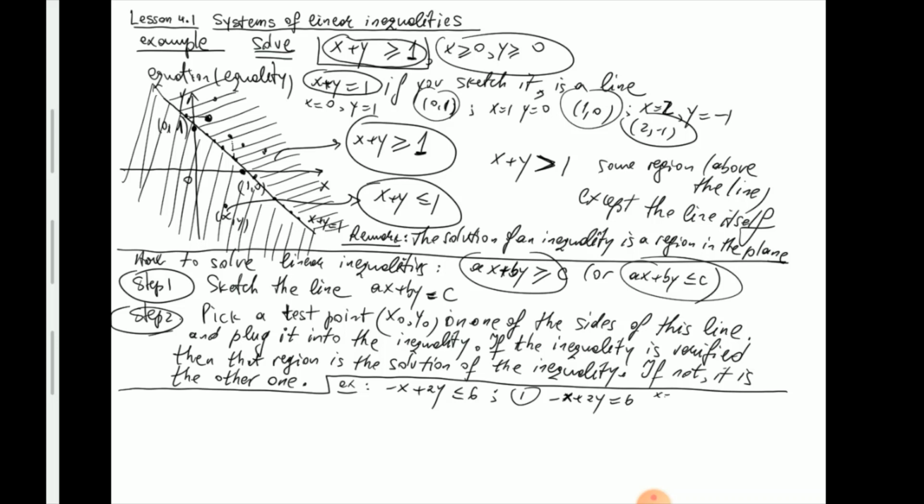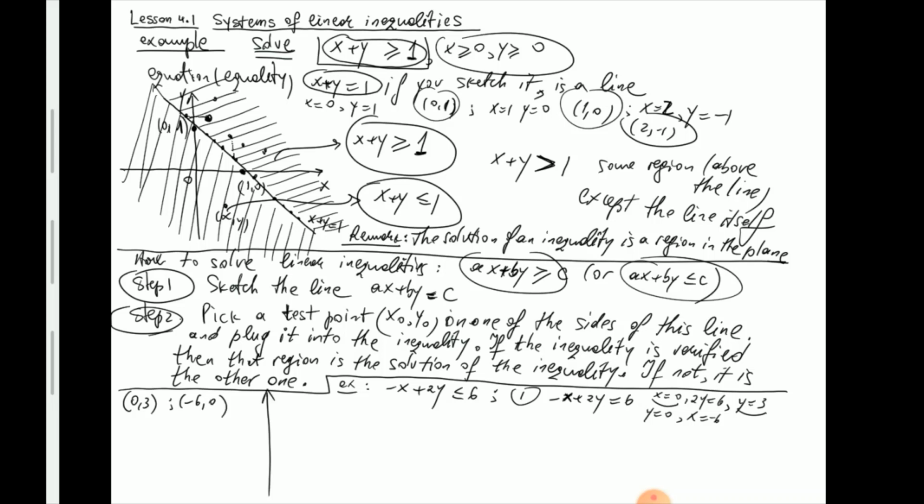If I plug in 0 for x, 2y equals 6, y equals 3. So one of the points is 0 and 3 in that order. And if I plug in y equals 0, then x is equal to minus 6. So again, the points I picked: 0, 3. Remember, always the x coordinate is the first one. And then the other point is minus 6 and 0.